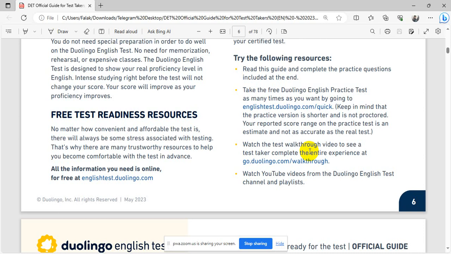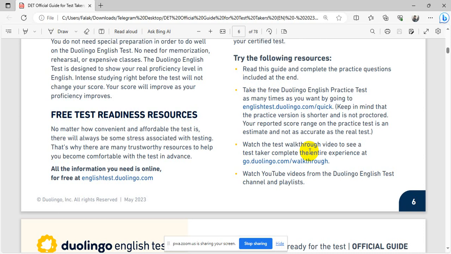So I'm sure most of you have experienced this. You have gone to the englishtest.duolingo.com website, and there are a lot of free practices. You can just start a practice, and they say that the practice lasts around 30 minutes. So it lasts around 30 to 45 minutes. And as it is said here also, the practice test is different from the real test. There are some question types on the real test that do not exist on the practice test.